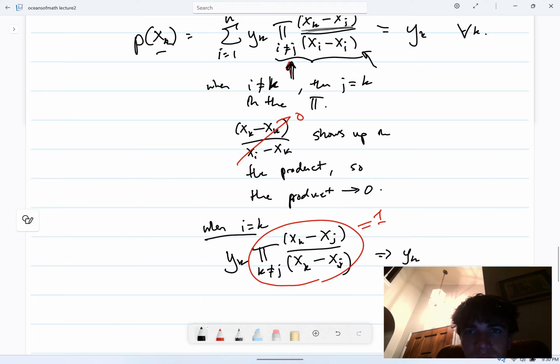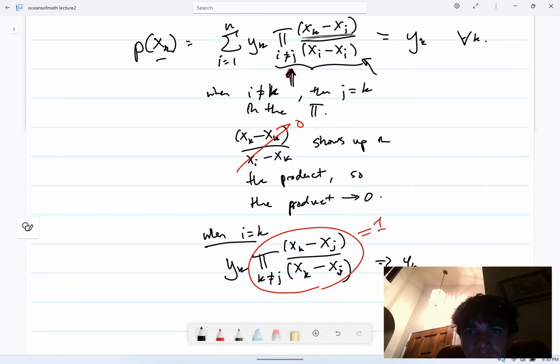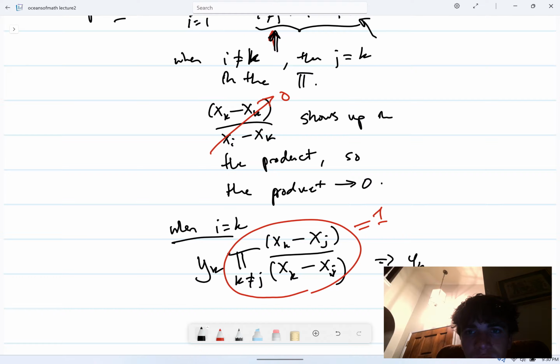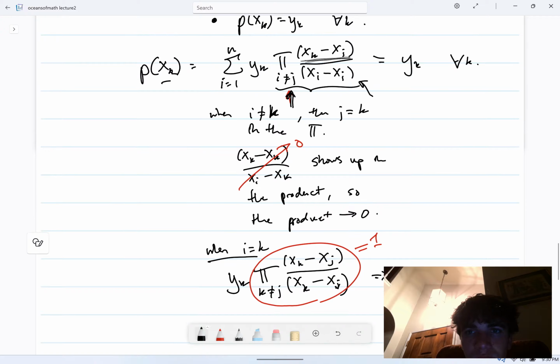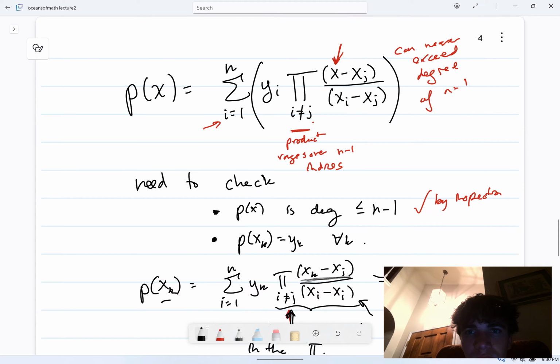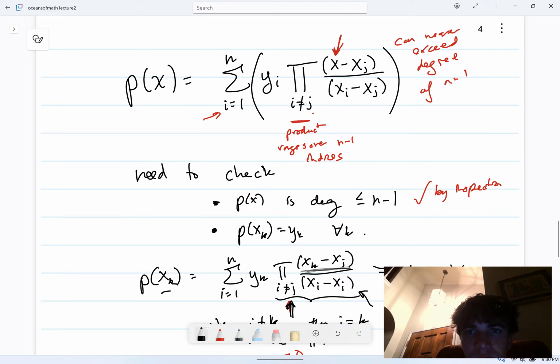And when i equals k, then I'm going to have y sub k times the product of a bunch of fractions that are just x sub k minus x sub j over x sub k minus x sub j. And so it just goes to 1, and I'm left with y sub k. All right, so it seems to kind of magically work. We get a bunch of cancellations in the perfect way, and p of x_k equals y_k, and voila, we have our polynomial that we've desired.